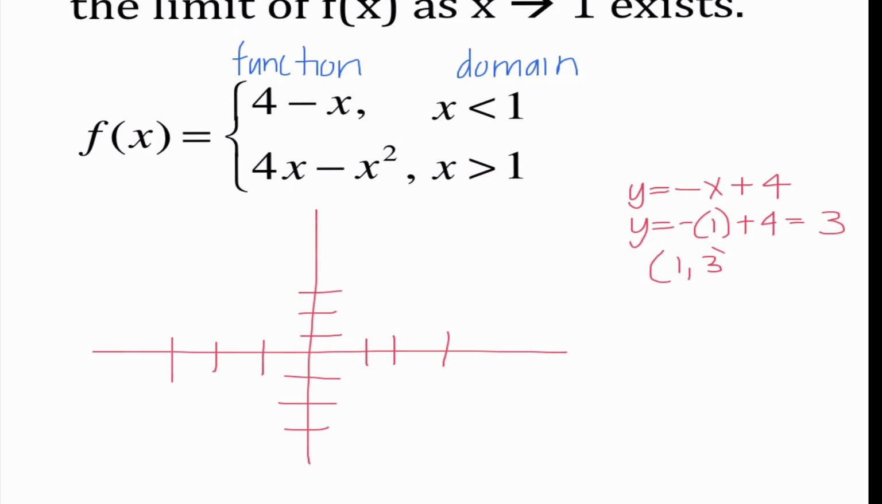So (1, 3) is an ordered pair. It's going to be open. And the reason I know it's open is because it just says less than. It does not say less than or equal to. This is to the left. So a slope of -1, normally we go down 1 to the right 1. I'm going to go up 1 and to the left 1.